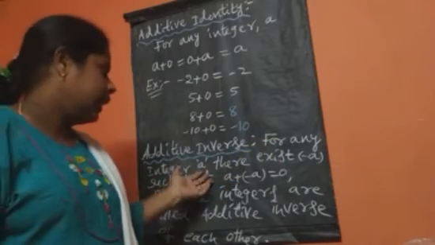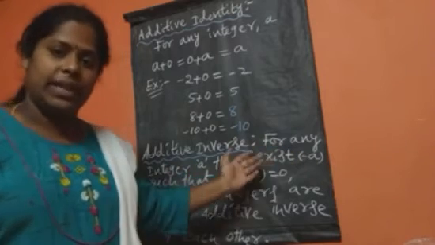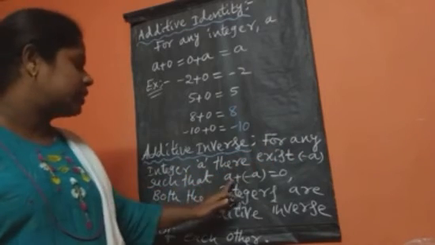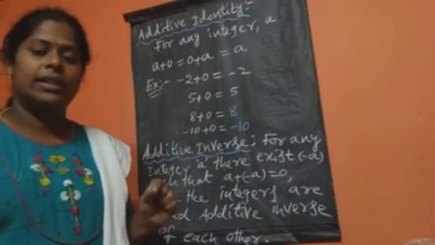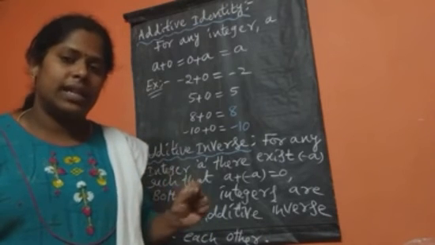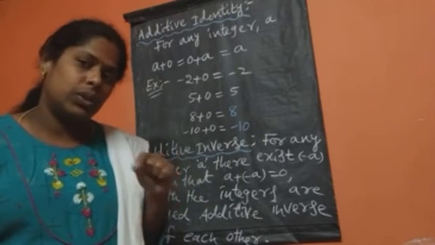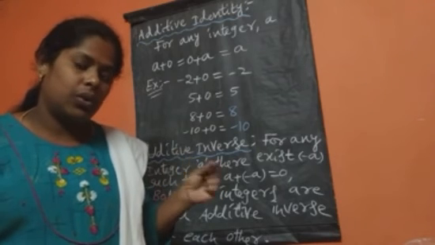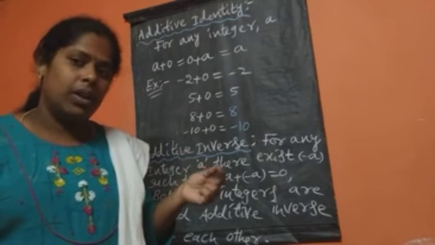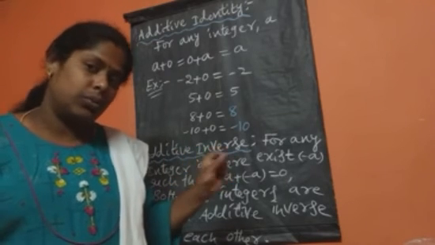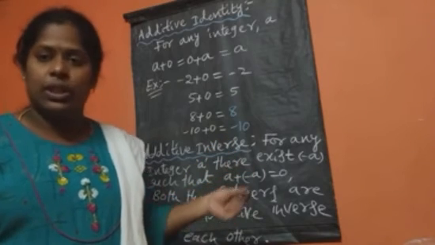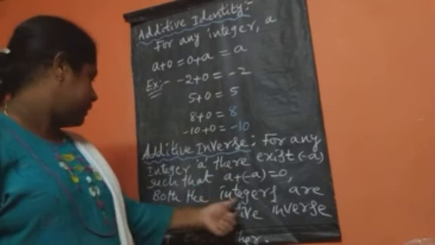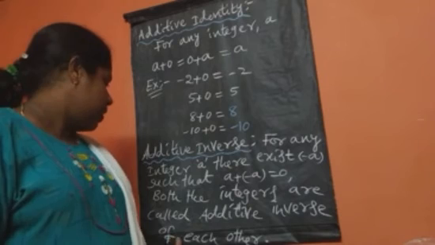For any integer a, there exists minus a, such that a plus minus a is equal to 0. As we already said, if we add a number to any number and that sum becomes 0, the two numbers are called additive inverses of each other. So both the integers are called additive inverses of each other.